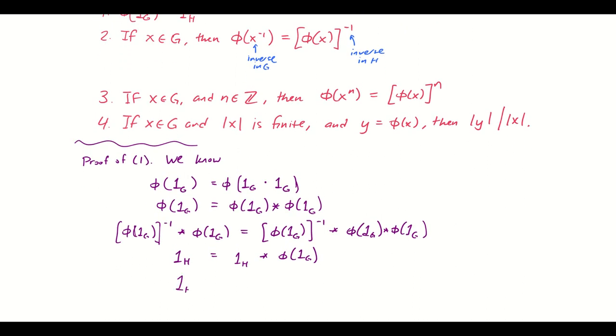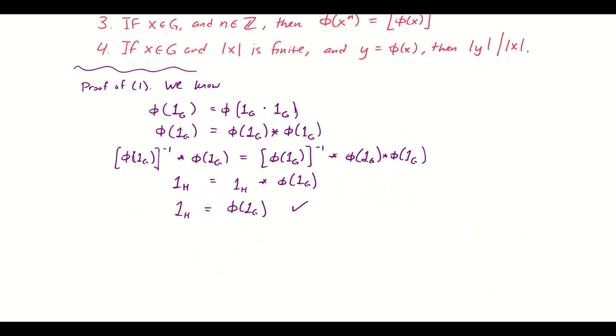I'm going to leave the left side the same, and because here I have the identity in H, that's going to multiply by this and just give me back phi of the identity in G, which is what I wanted to show. All right, so this tells me that phi has to map the identity of G to the identity of H. Okay, that's the proof of fact number 1.